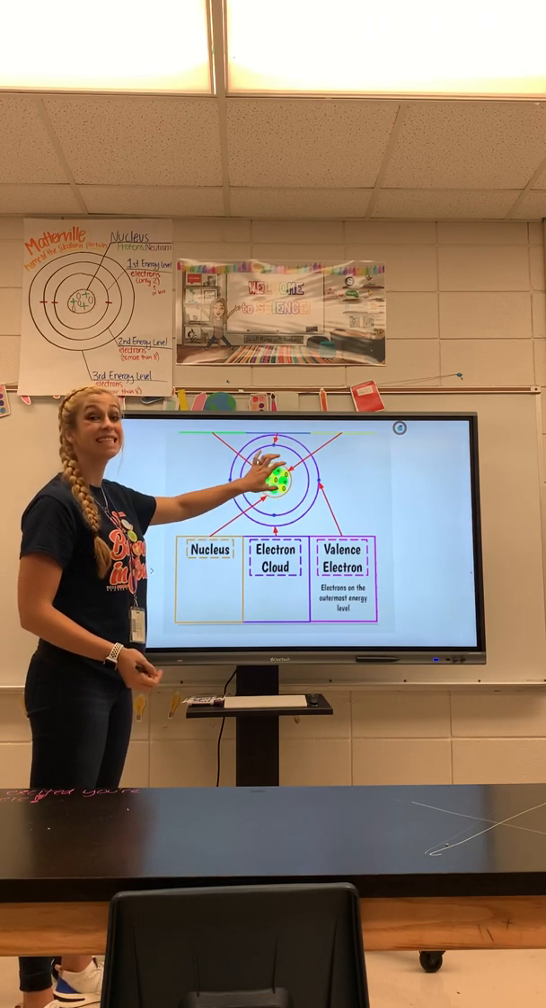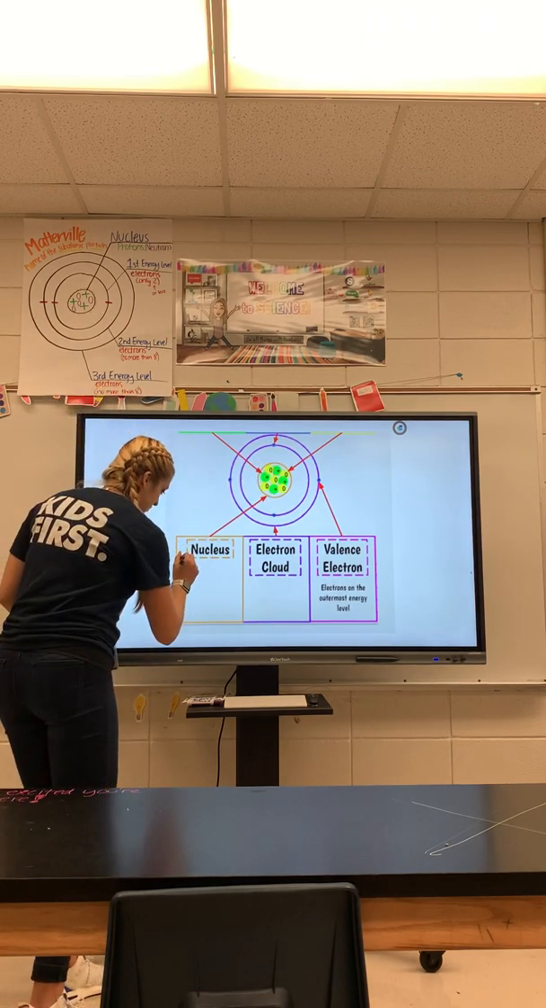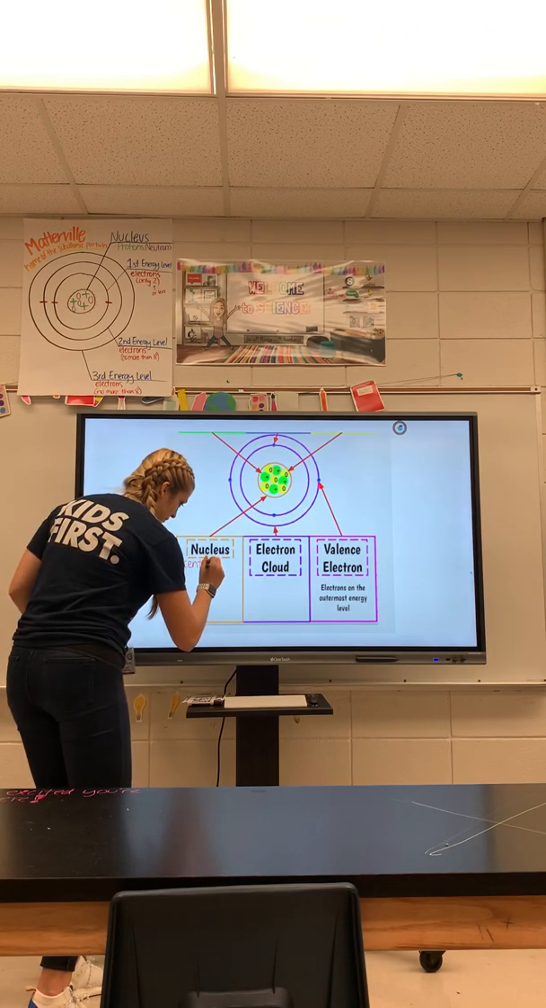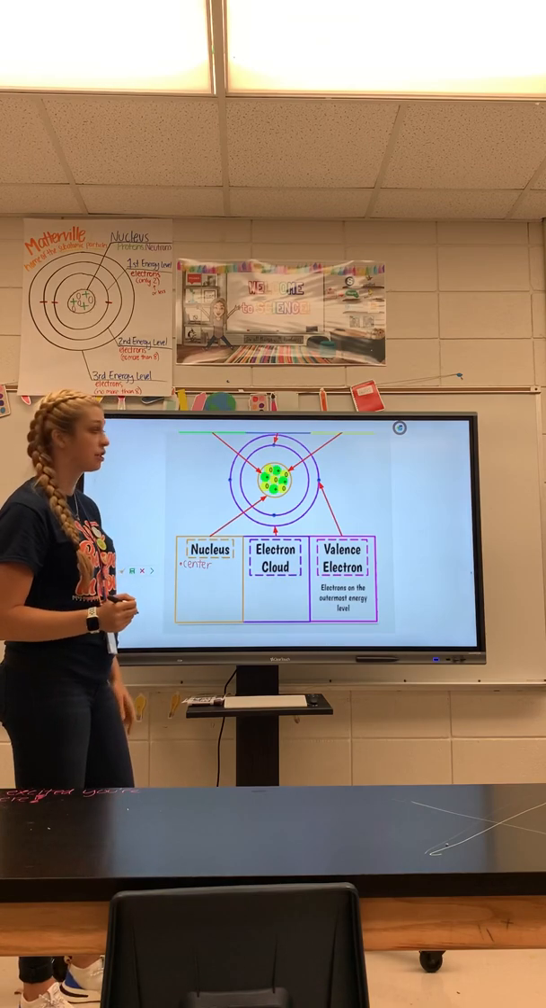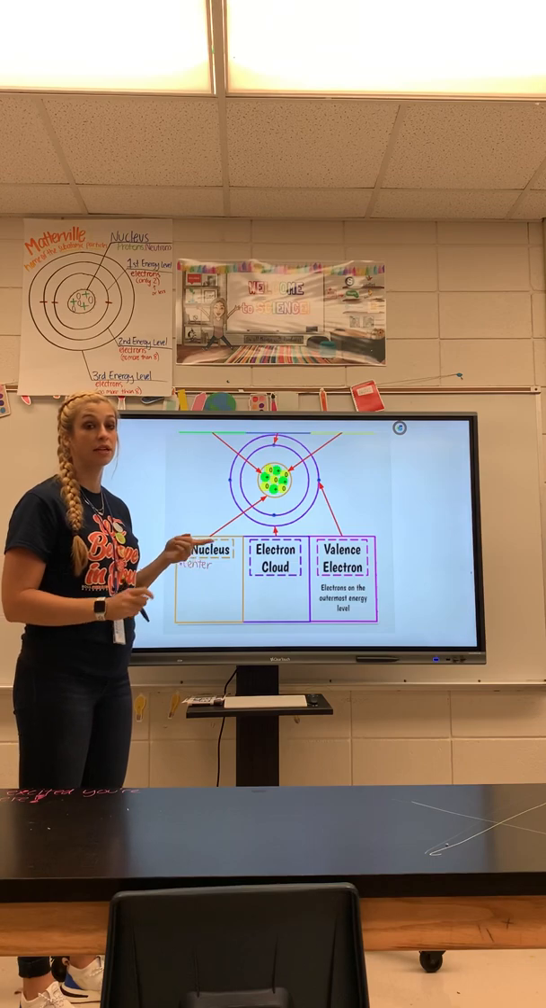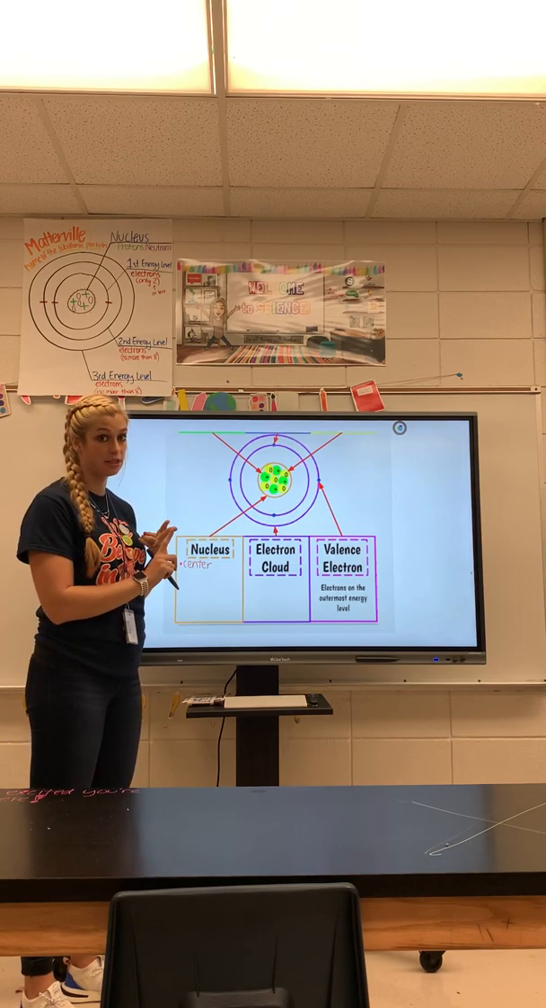The nucleus is in the center of the atom. So I'm putting that it's in the center. So it's the very center. The 2 things in the nucleus are protons and neutrons.